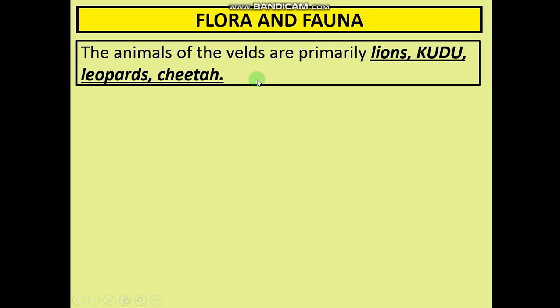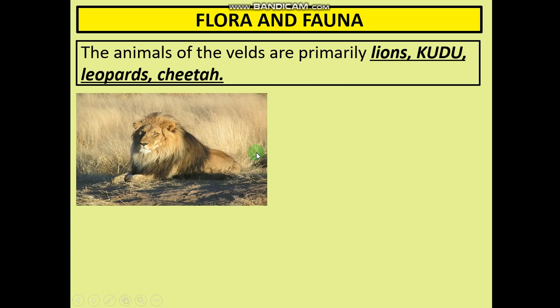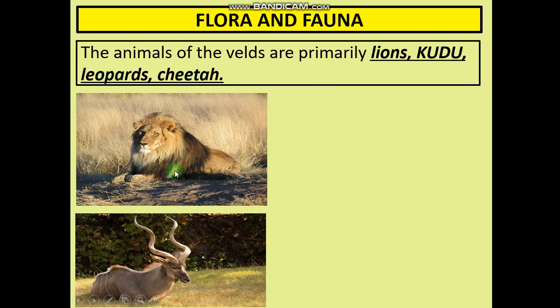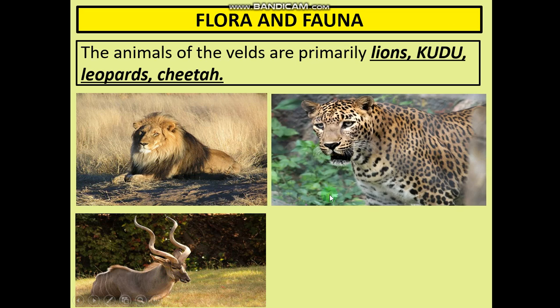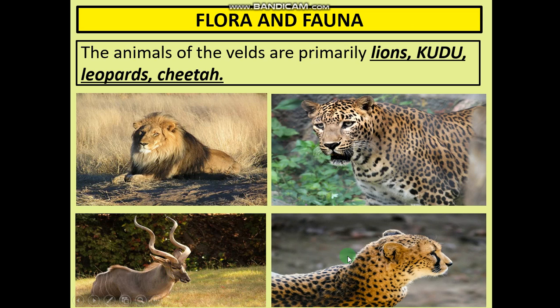The animals of the Velds are primarily lion, kudu, and others. Lion is also found in our country, and this animal is known as kudu, and this is leopard, this is cheetah.